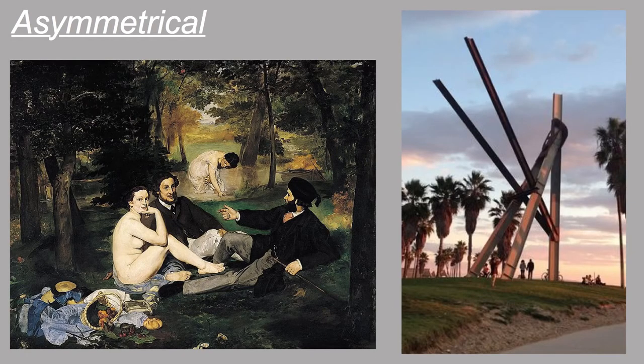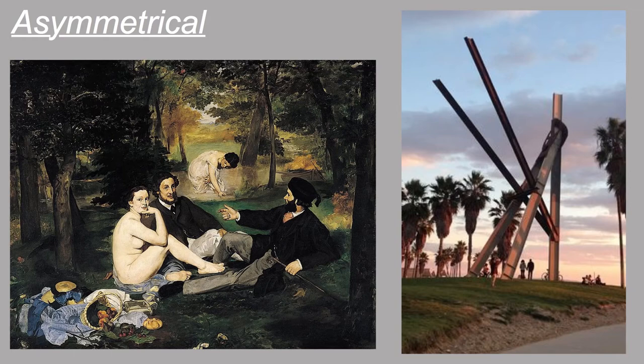All right, so these 2 are examples of asymmetrical artwork. What you can see here is that there's asymmetry in both of these paintings. You can see the left side and the right side are not identical, so they're not symmetrical, but yet at the same time, there's a sense of balance.